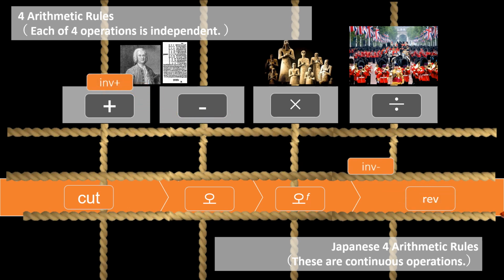In the plus, in the minus, in the multiply, in the division.